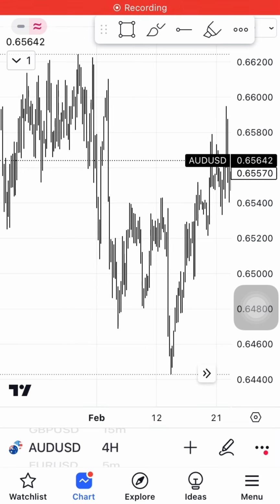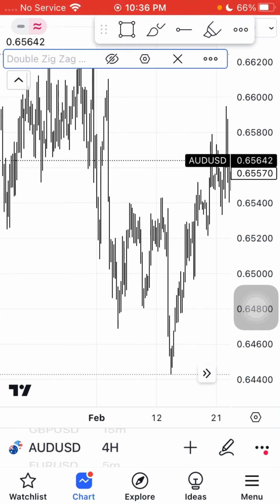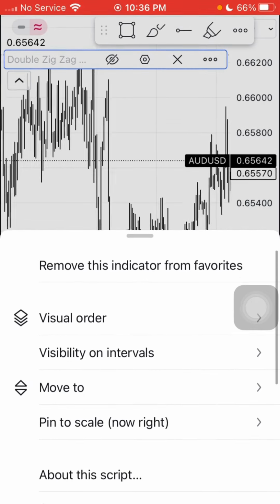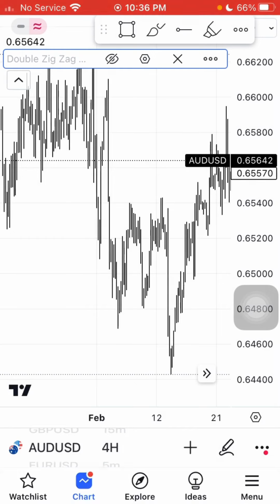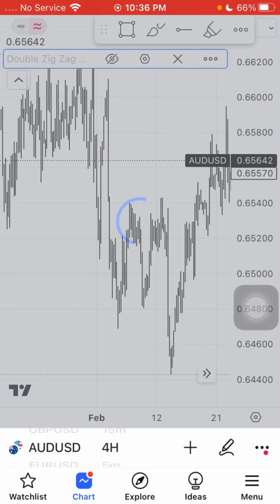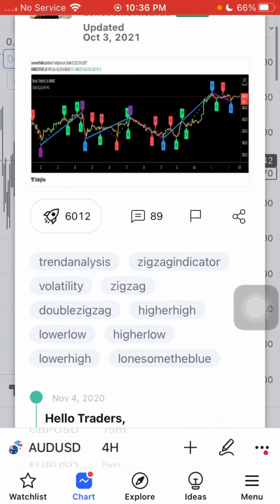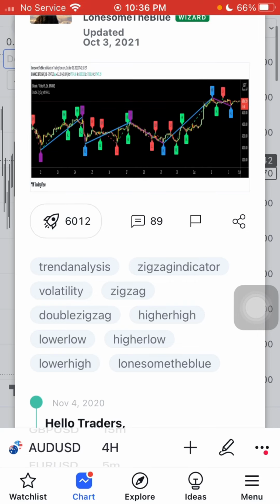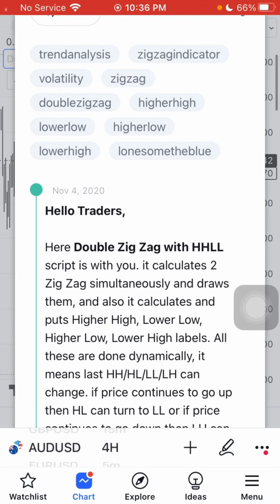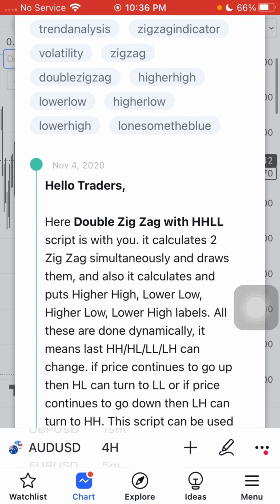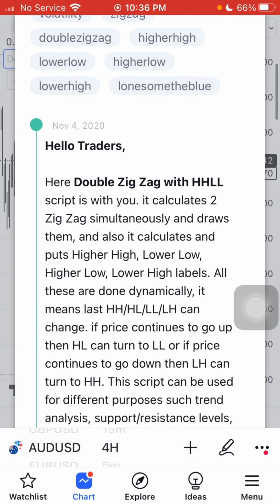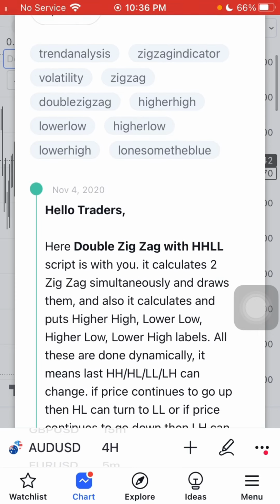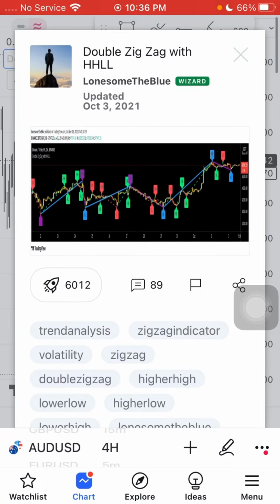Now, the name of this indicator is called the double zigzag. Here is a short info about the indicator. It's called the double zigzag with higher high and higher low script. So now, how does this indicator work? Let's dive into the main video, guys.